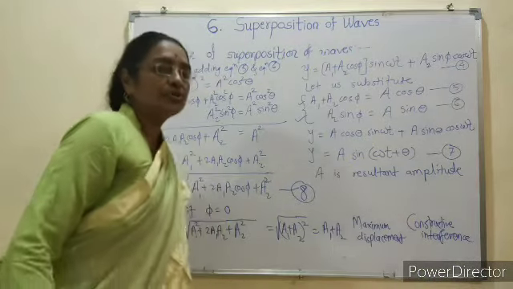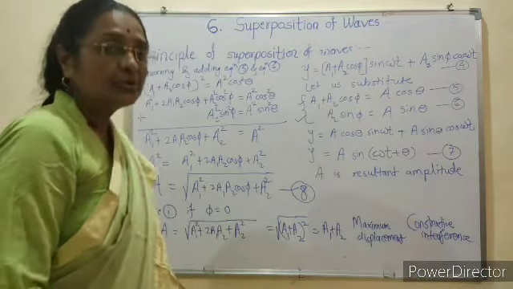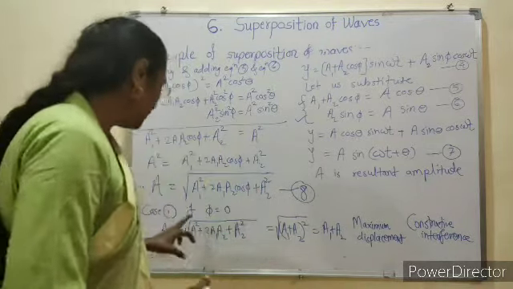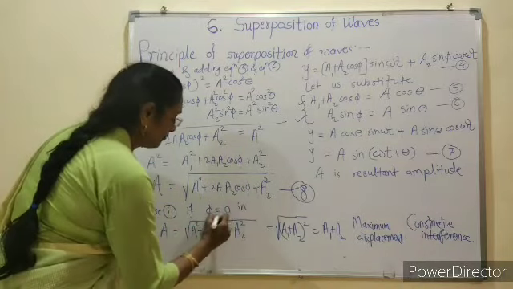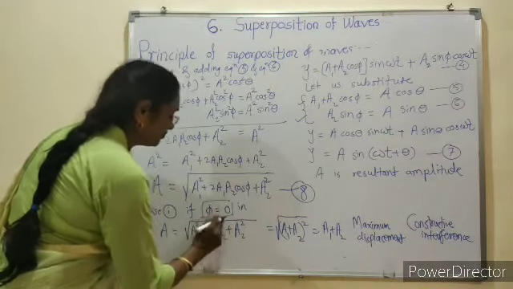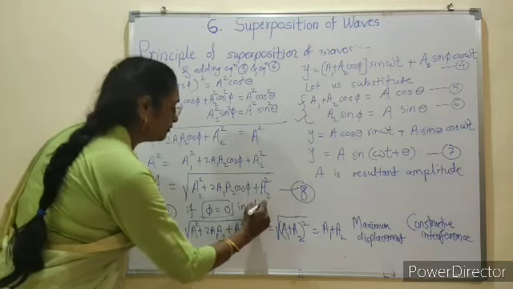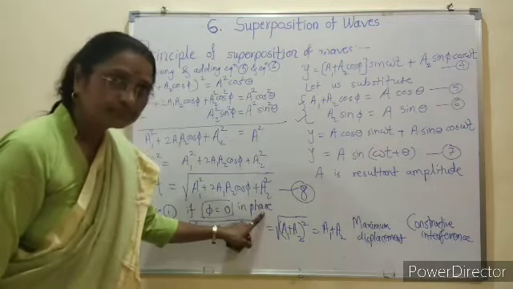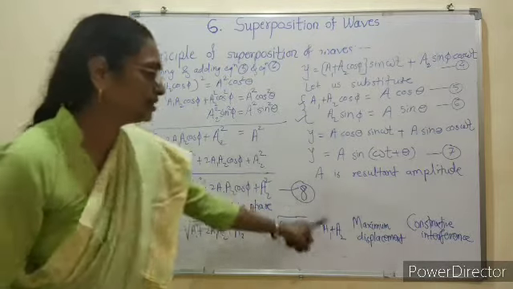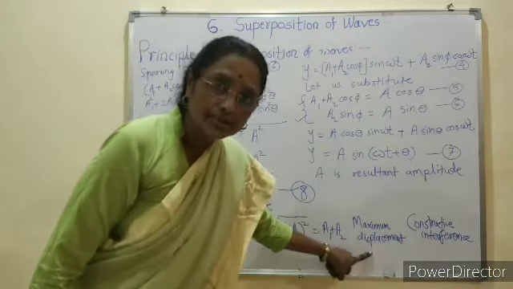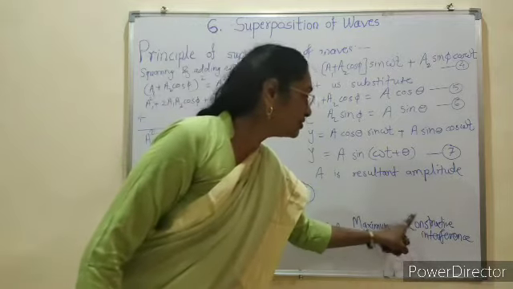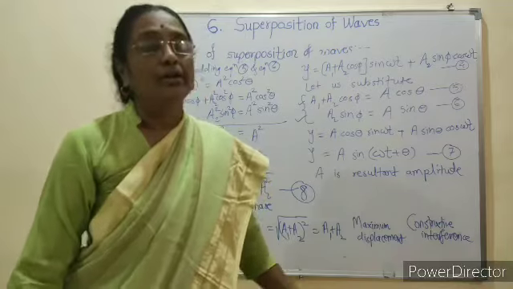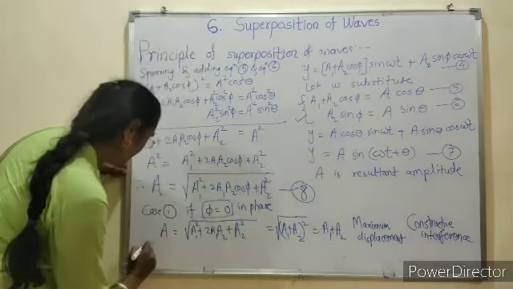So in the description we stated in that experiment that when two waves arrive in phase, meaning the phase difference is 0, if the two waves arrive at a point in phase, then the resultant displacement is maximum and the interference is called constructive interference.